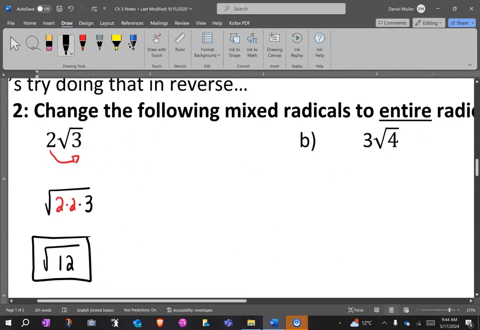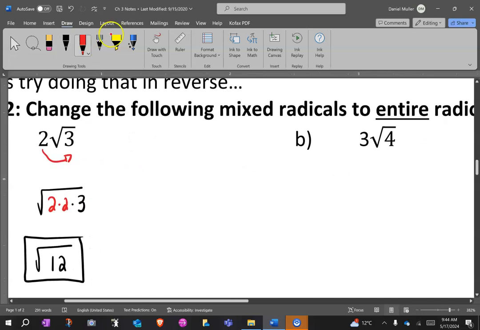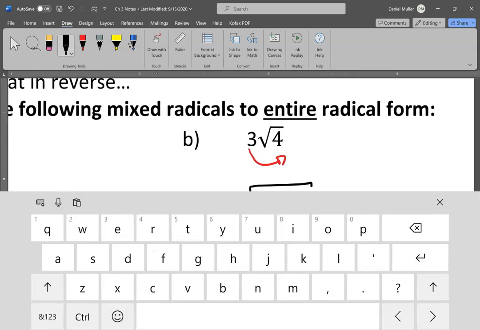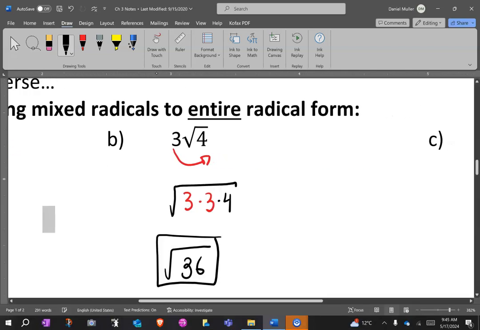So we go over here. We look again. 3, well, if we're going to bring it in, it must have been a pair. So there's a 3, there's a 3, and there's a 4. And 3 times 3 is 9. 9 times 4 is 36. So square root of 36. Now, square root of 36 is just 6, but we're leaving it in this entire radical form. We're not actually simplifying it at all.